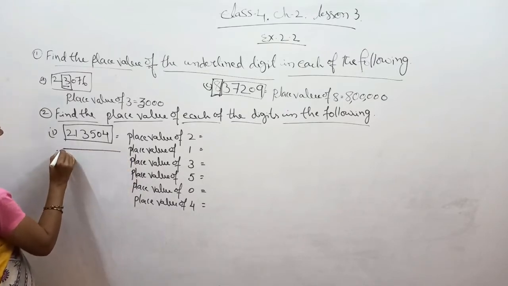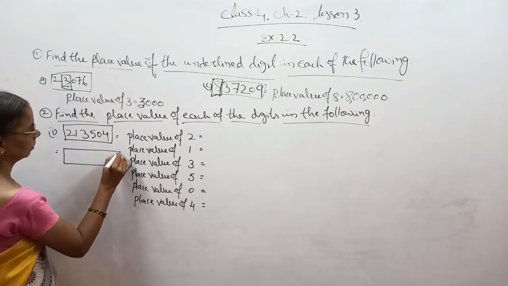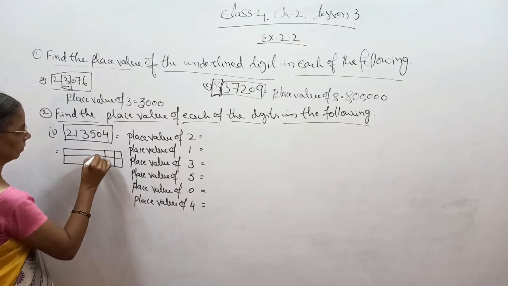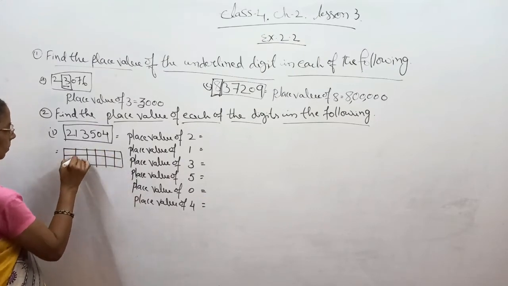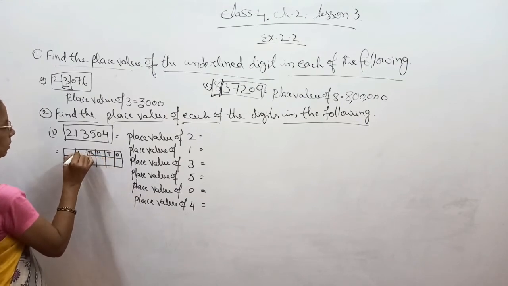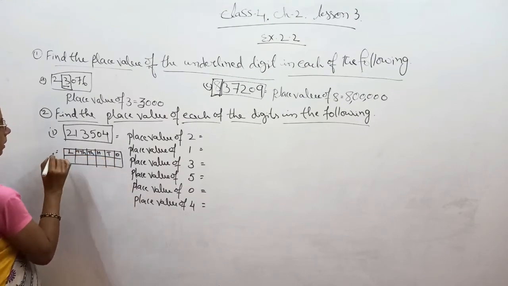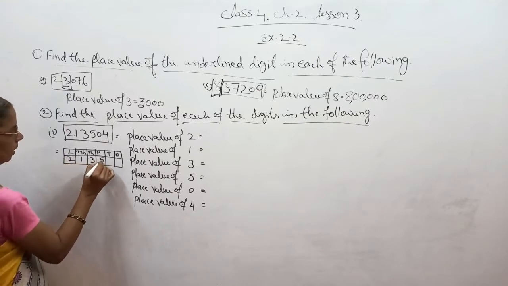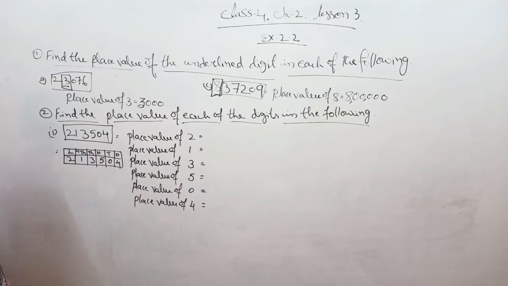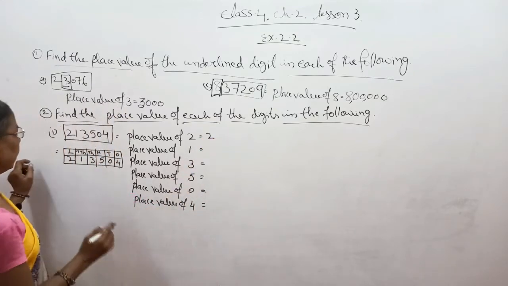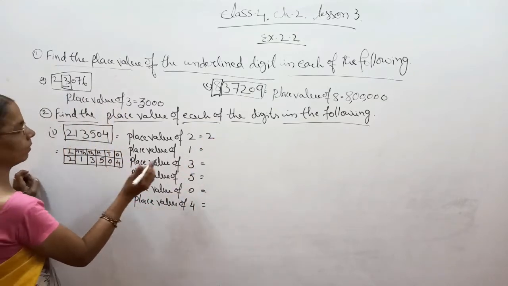Now the other method is, simply make a chart. Ones, tens, hundreds, thousands, ten thousands, lakh. Here 2, 1, 3, 5, 0, 4. तो यहाँ पे क्या हुआ? प्लेस वैल्यू ऑफ 2 कितना हुआ? पहले लिखना है 2, देन 1, 2, 3, 4, 5 जीरोस लगाने हैं.